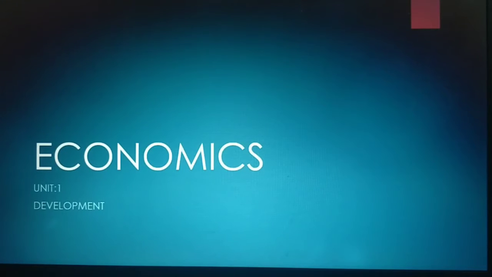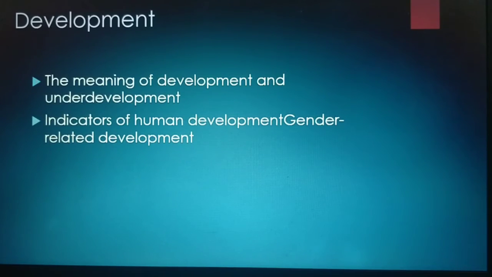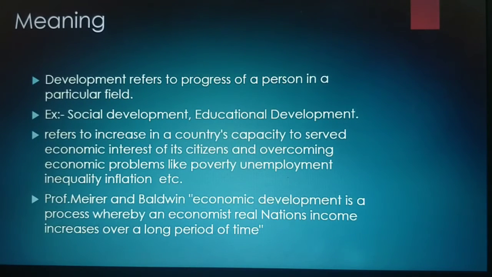Yes, economics first lesson, that is unit number 1, development. Let us know about the development lesson in detail. The meaning of development and underdevelopment, indicators of human development and gender related development. These are the points you are going to learn in this lesson. So what do you mean by development?